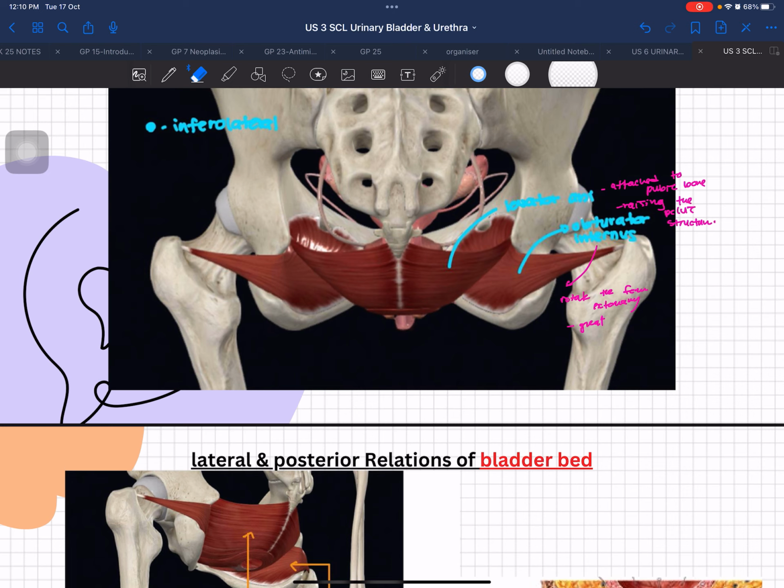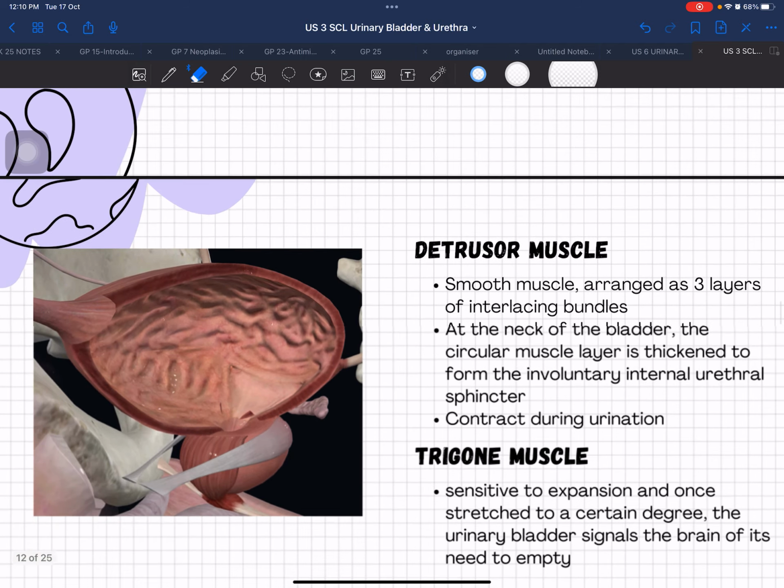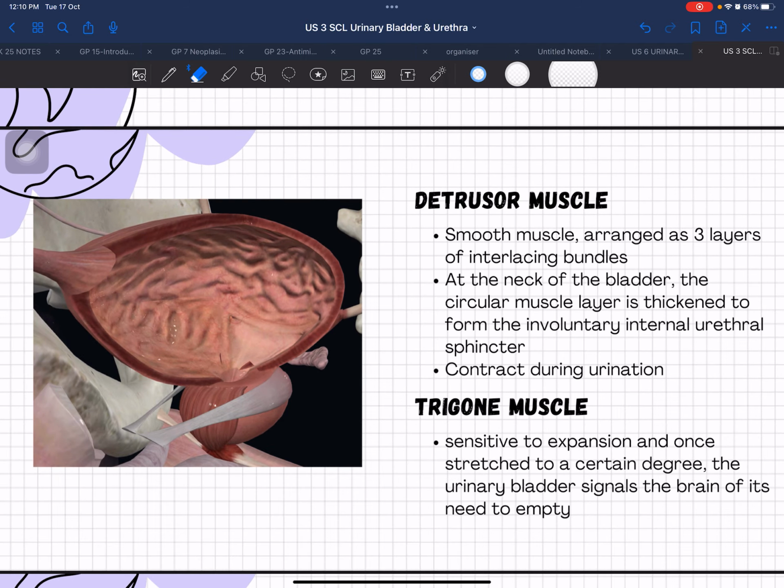So it is made up of smooth muscle, and histologically it is also made up of 3 layers: the innermost is longitudinal, the middle is circular, and then the outermost is longitudinal as well. And then it is thick. It is thick because it has to withstand the high pressure when the urine is inside the urinary bladder, and it has to withstand the urine pressure inside this compartment.